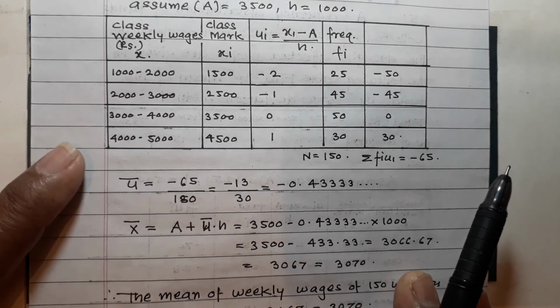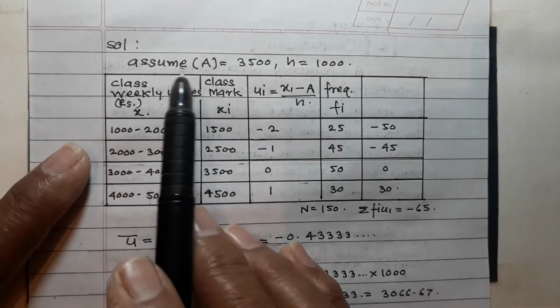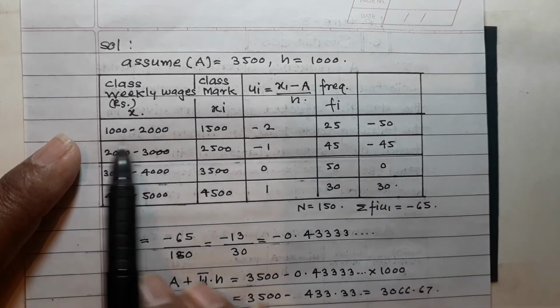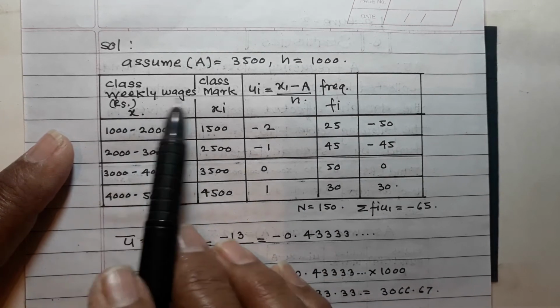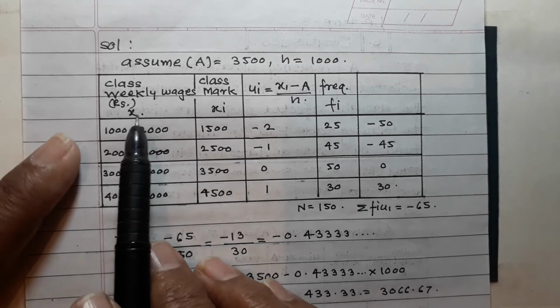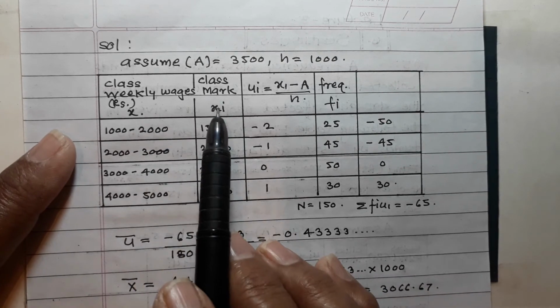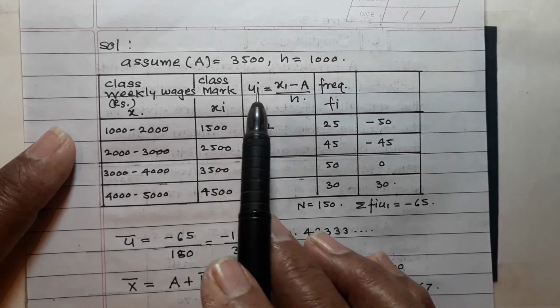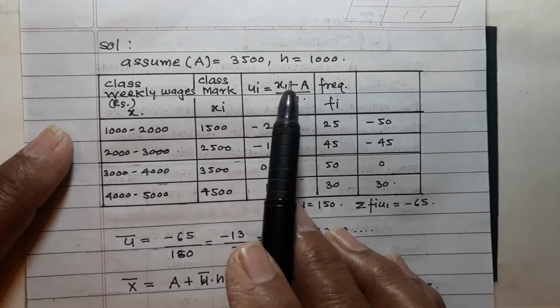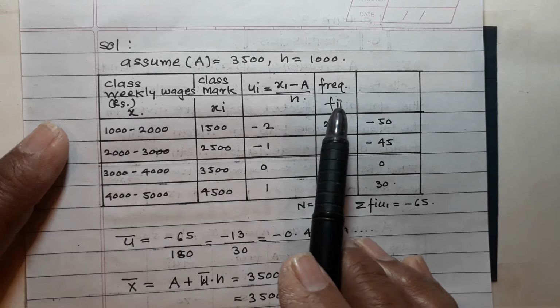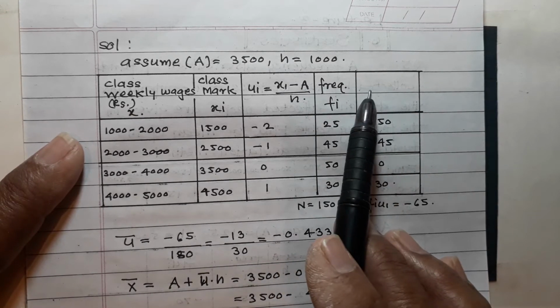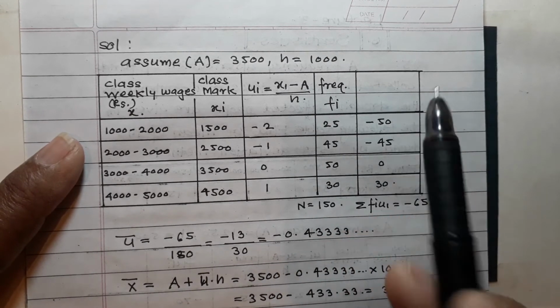Try to understand the solution. Now first you prepare your table. So first classes, weekly wages in rupees, that is x, class mark xi, then ui is equal to xi minus a upon h, frequency fi, and here you find fiui.